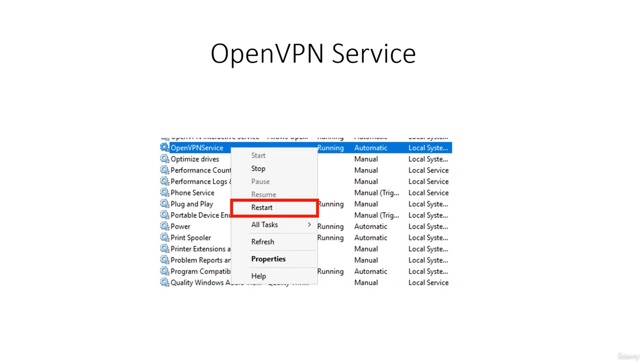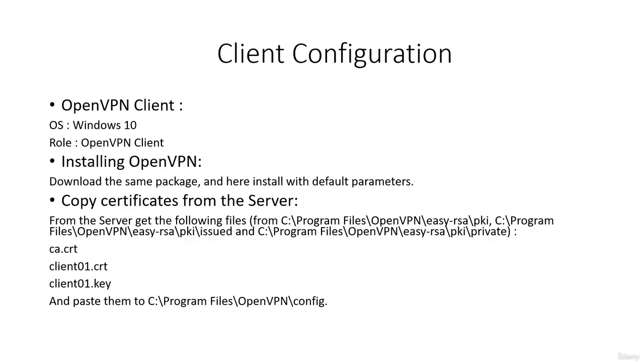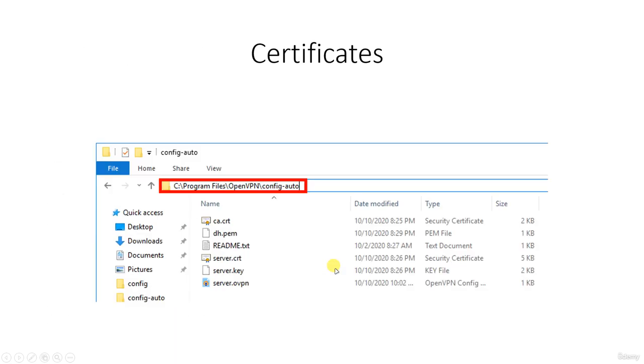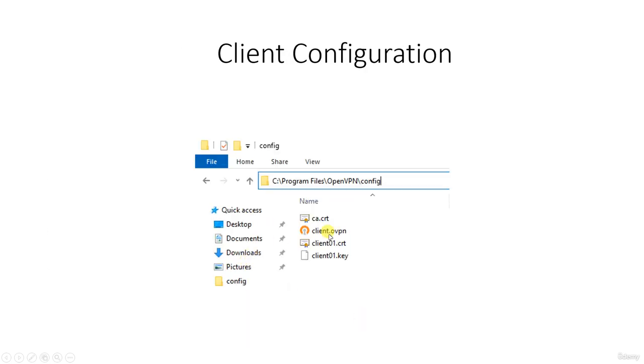What we need to do now is set up our client configuration. Our OpenVPN client will be on Windows 10. First, similarly, we need to download the same package with default parameters, and we need to copy the certificates from the server. These are the files that we need to copy to this config folder: ca.crt, client01.crt and client01.key. These are the files you need to copy from your server. These files are all in here, as you can see. Make sure you click copy and paste them into this directory.